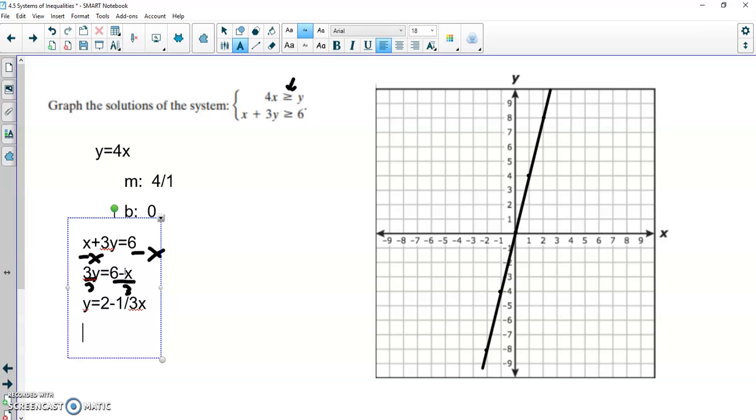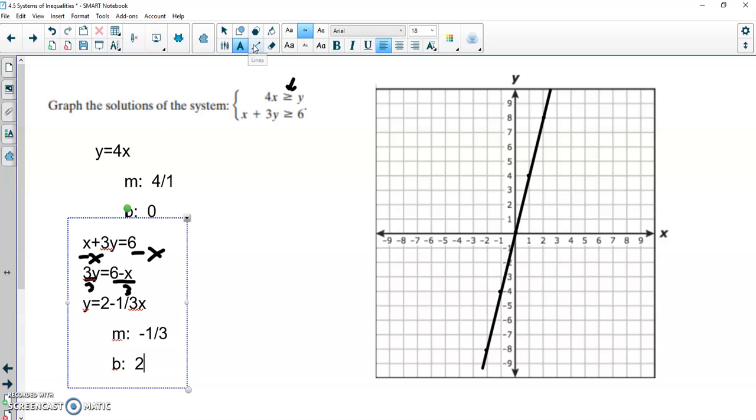So now we go through and we identify our slope and our y-intercept. Our slope in this case is the number attached to the x, which is negative 1/3. And then our b, or our y-intercept, is just the number, which is 2.